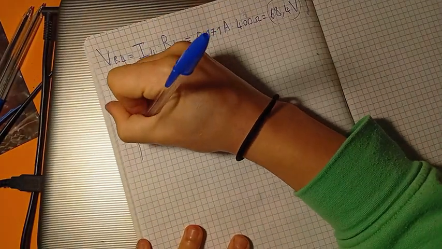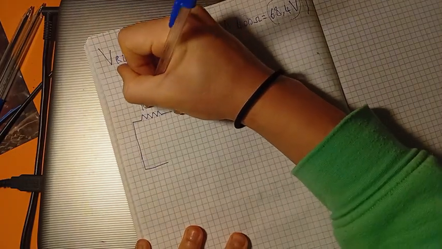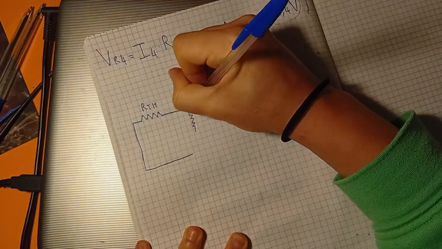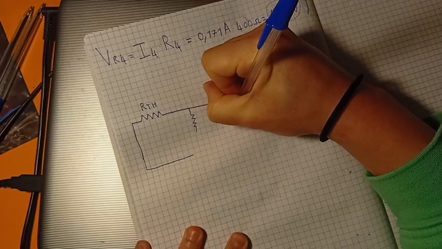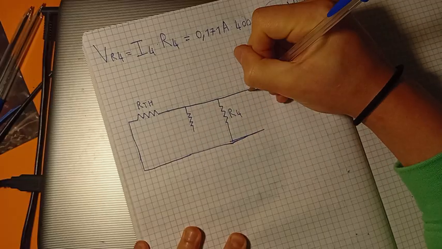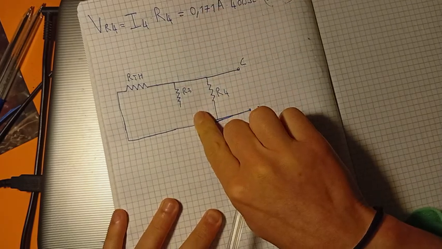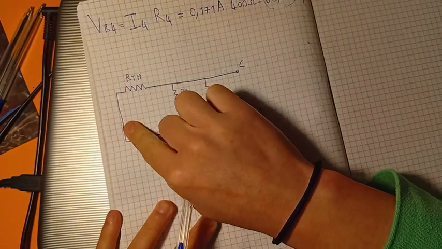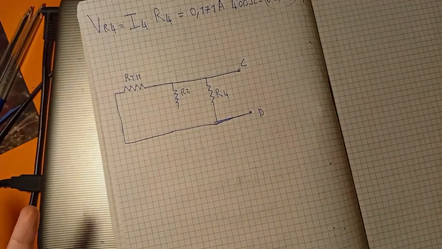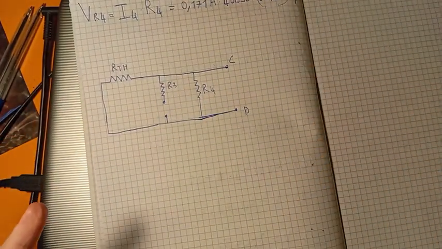We do this. Okay, here there is the RTH. We have R4 here, and here we have our points C and D. Here we have R3, here there was the Thevenin voltage source, and here there was the current source. In place of the current source we just let the circuit open. Okay, this is what we do.